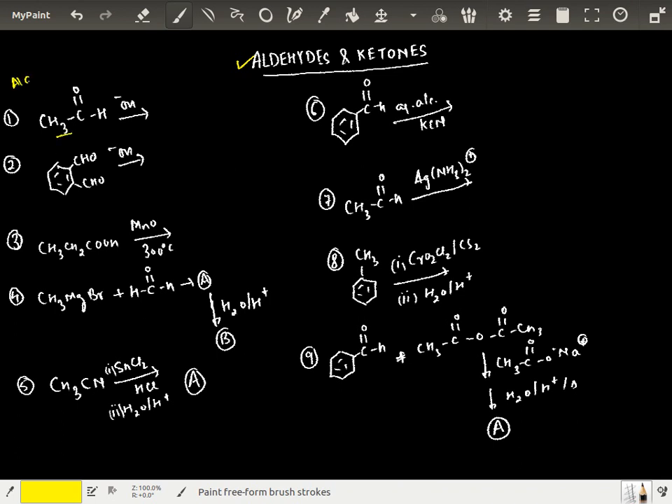This is called aldol condensation, and it happens when a compound has an alpha hydrogen, which means adjacent to C double bond O, we have an acidic hydrogen. There is a carbon which contains a hydrogen. So two molecules are involved. If we have two molecules of this, the first molecule will be acting like a nucleophile. It is going to form a nucleophile, so it will be CH2 with a minus.